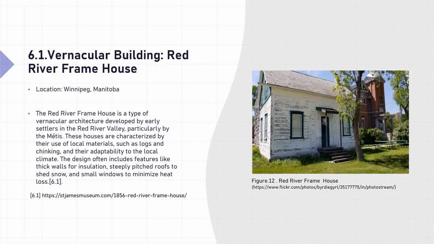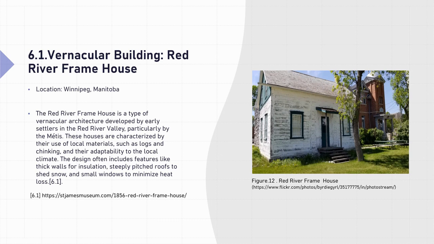Now, I will give three examples. The first one is a vernacular building, the Red River Frame House. The Red River Frame House is a type of vernacular architecture developed by early settlers in the Red River Valley, particularly by the Métis. These houses are characterized by their use of local materials, such as logs and chinking, and their adaptability to the local climate.